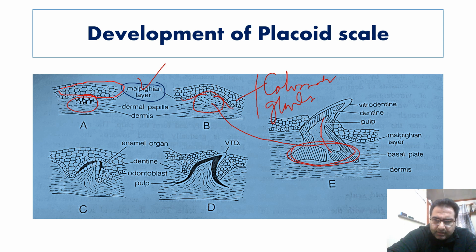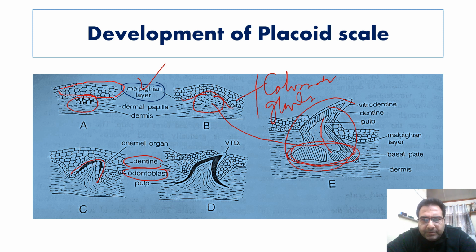So what is happening here? This is forming the enamel organ now, and then it is forming the odontoblasts. The odontoblasts secrete dentine toward the outer surface to form the papilla.